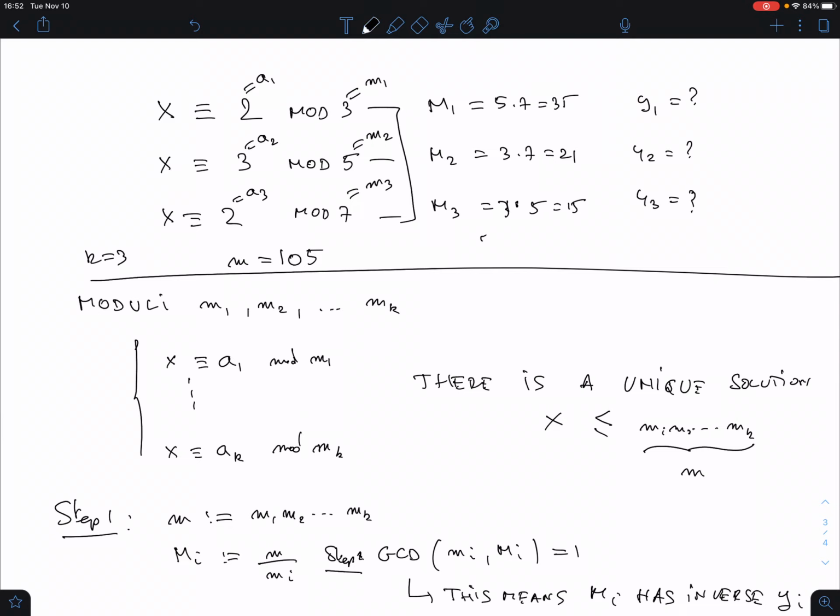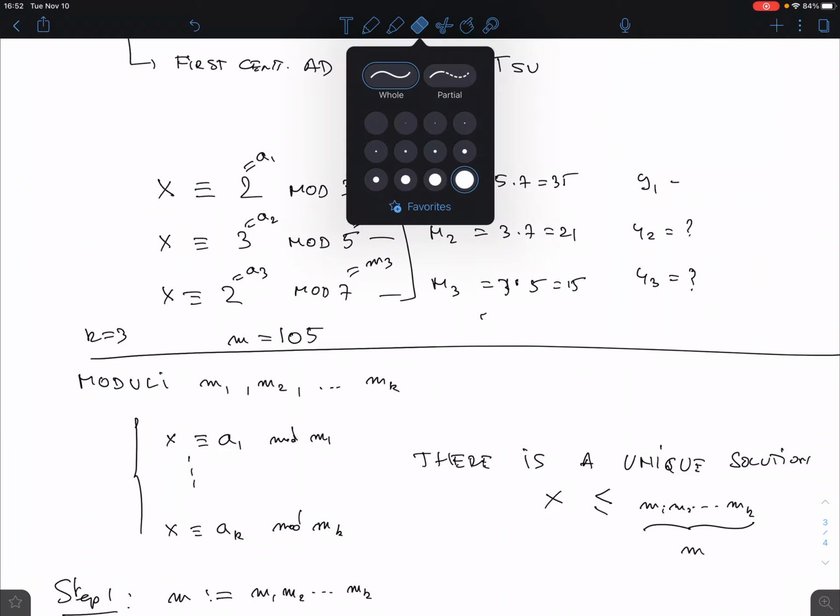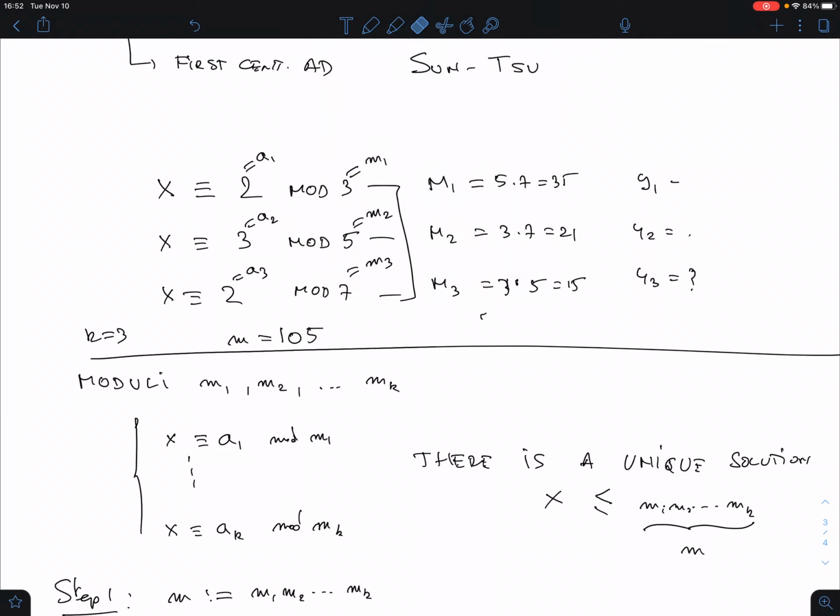So okay, let's work this out perhaps a little bit here. Sorry, and let me make this a bit smaller because it's from another test. So what is Y1? Remember how we solve Y1. Y1 times capital M1 should be equivalent to 1 mod little m1. So what does it all mean? Y1 we don't know yet. Capital M1 is 35, should be equivalent to 1 mod 3.